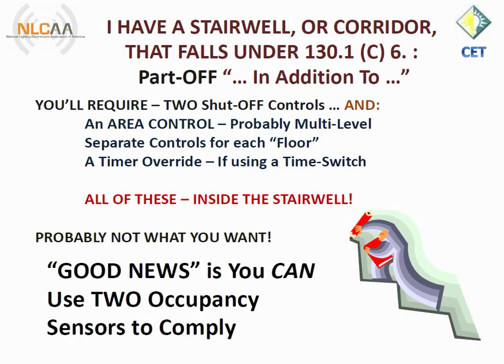And you're probably going to require multi-level controls if you're using any kind of dimmable luminaire in there. Separate controls for each floor of the building, which doesn't really make sense because it's a stairwell and it goes between floors. And you're also going to need a timer override if you're using an automatic time switch for, say, the lower tier of the lighting.